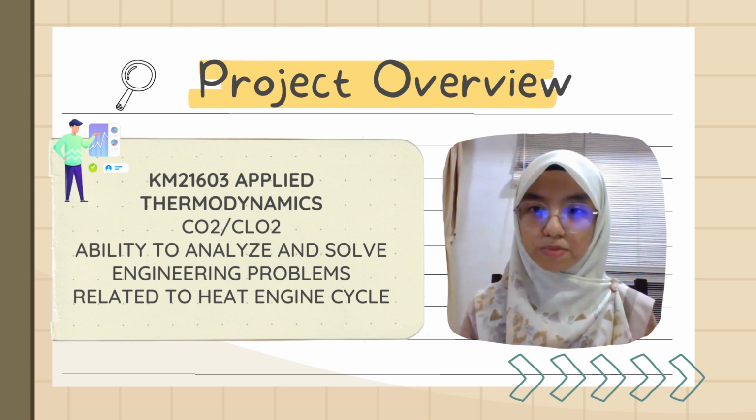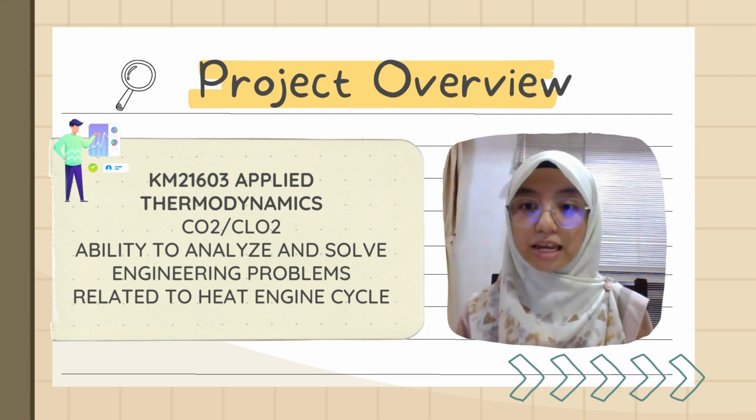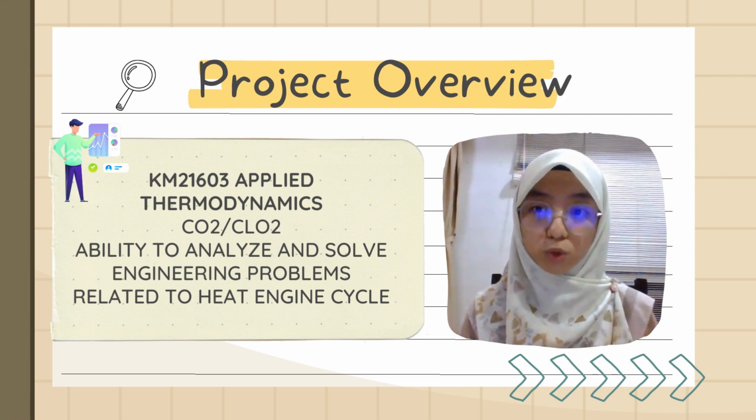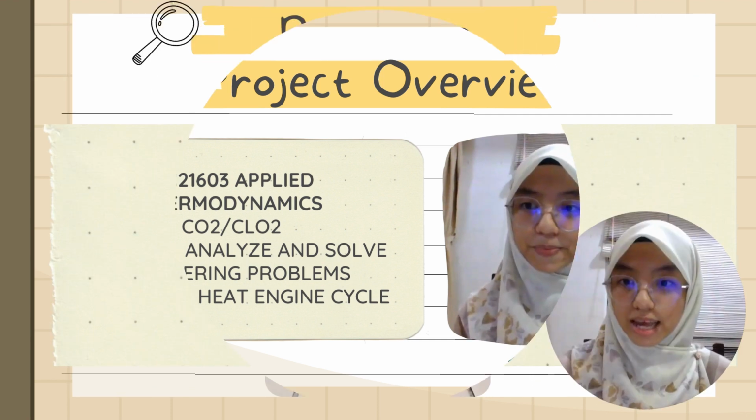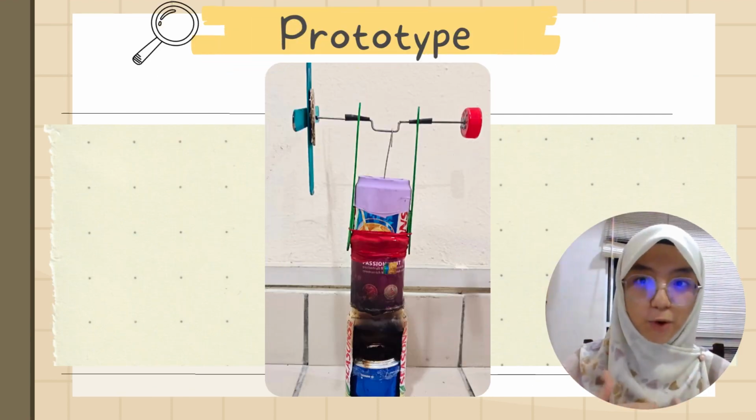So the project is for the subject Applied Thermodynamics, and it is to achieve course outcome 2, which is to acquire the ability to analyze and solve engineering problems that are related to heat engine cycle. Next, I am going to explain to you the prototype for our project.